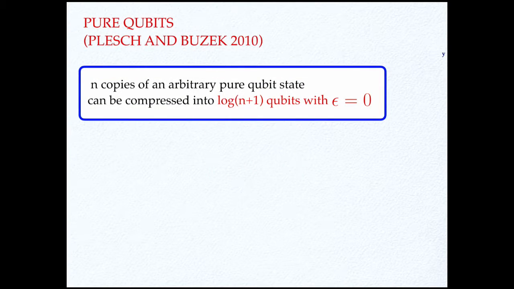So in the case of qubits, this problem was studied by Plesch and Buzek in 2010. It's quite natural to see that if you have n copies of a pure qubit state, you can compress it without any error into log n plus 1 qubits. So you can compress it into an exponentially smaller space, which is nice, and it's very intuitive why you can do that.